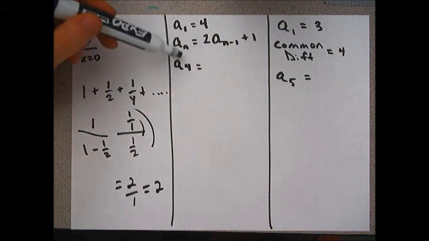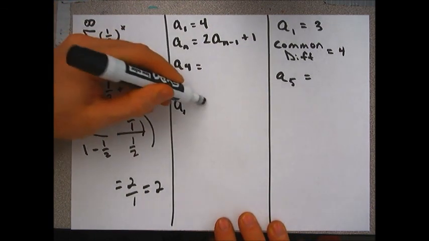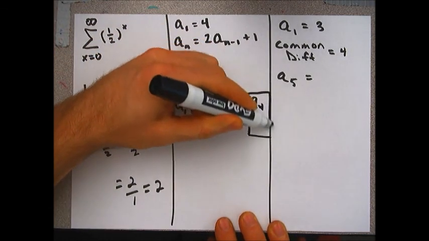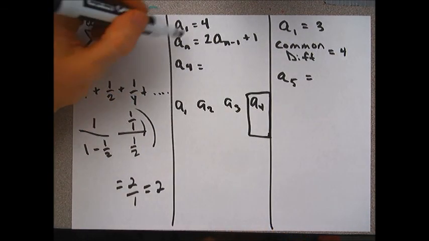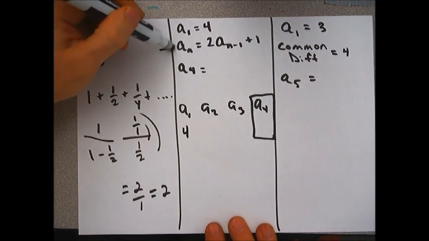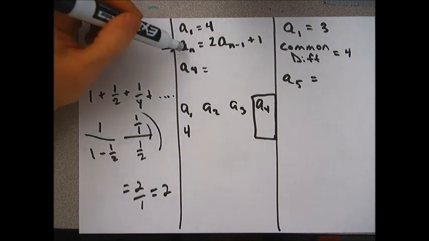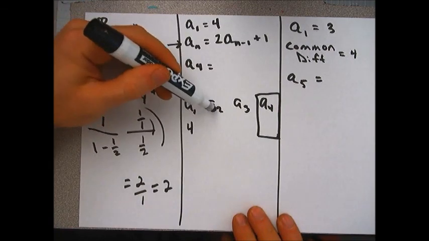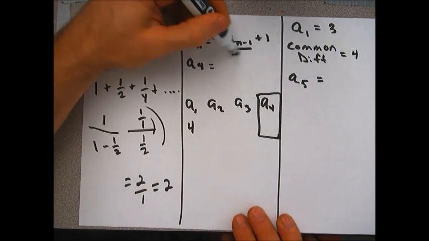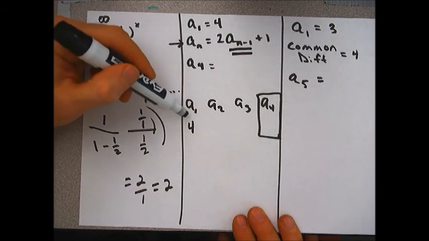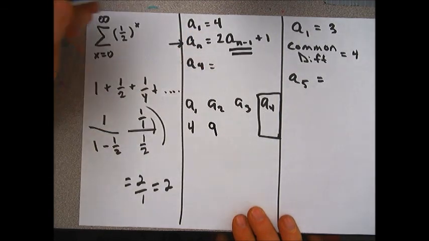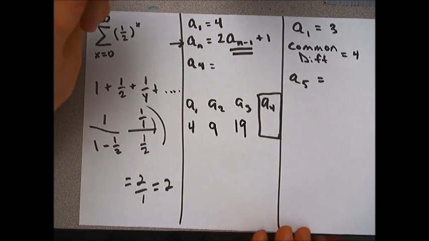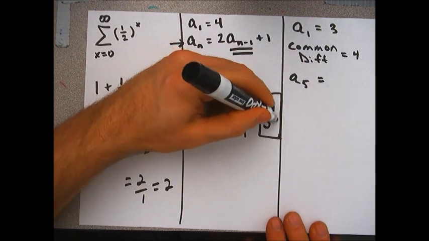Okay. Middle one. First term is 4. I want the fourth term, so I write them out. A1, A2, A3, A4. I want that one. So, first term is 4. This line right here gives me directions on how to find every term. 2 times the term before it, plus 1. So if I want to find this one, it's 2 times the one before it, which is 8, plus 1 is 9. For this one, 2 times the one before it's 18, plus 1 is 19. 2 times the one before it is 38, plus 1 is 39.